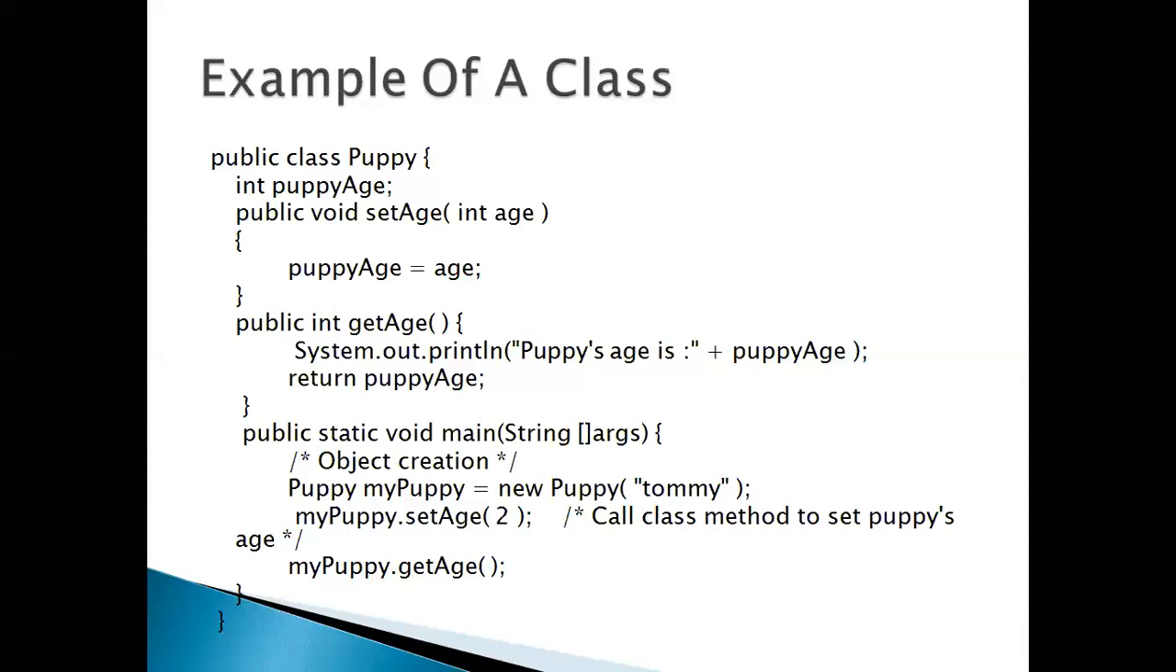So here you notice that to call any method, we need this dot operator. The dot operator is written after the name of the object to call a method. If the method has parameters, we need to pass the parameters to the method. Otherwise, we don't need to pass anything. So in case of setAge, we pass the value 2, whereas in case of getAge, we don't pass anything because setAge has a parameter named age, whereas getAge doesn't have any parameter.